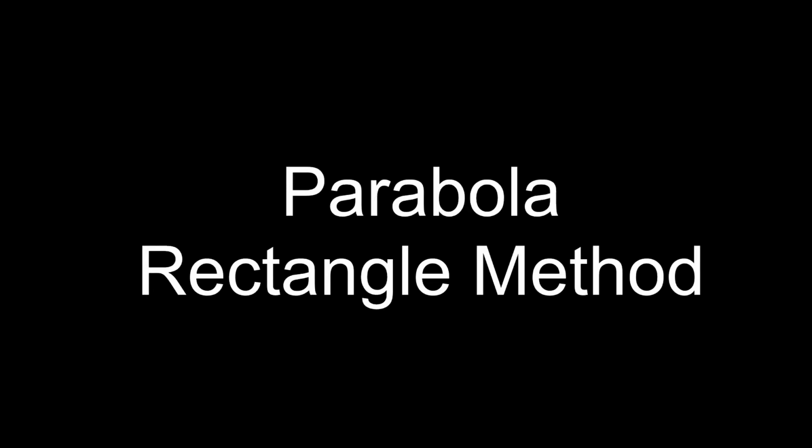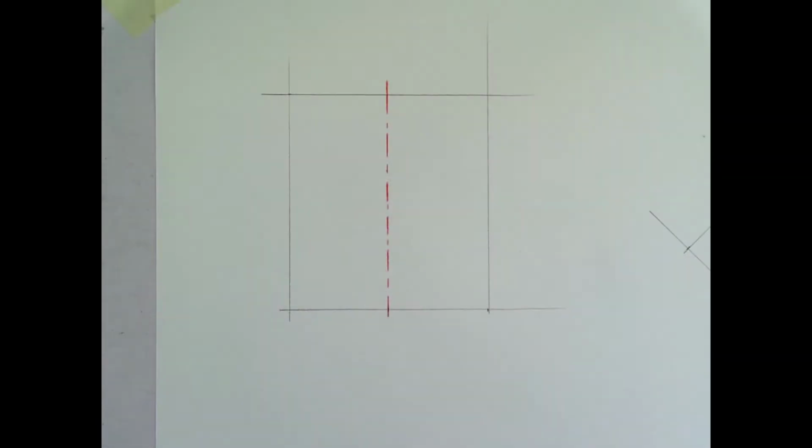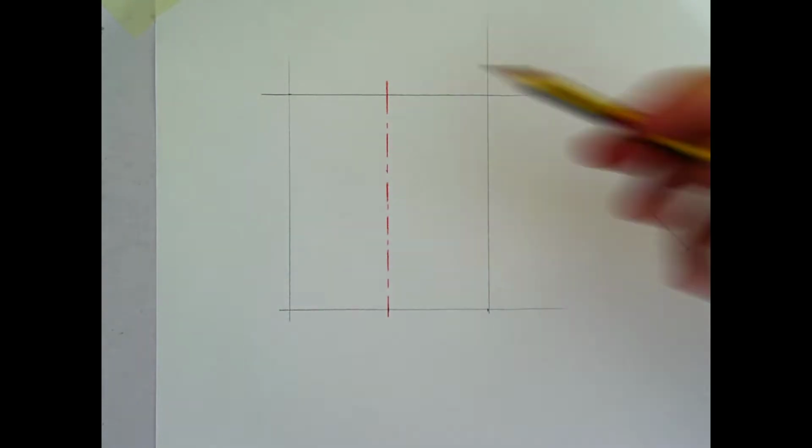In this video we're going to look at drawing a parabola, and the method that we have for doing a parabola is the rectangle method. This comes up at the higher level of the ellipse question. So we're just going to have a look at how we set that up. At the moment I have a rectangle.